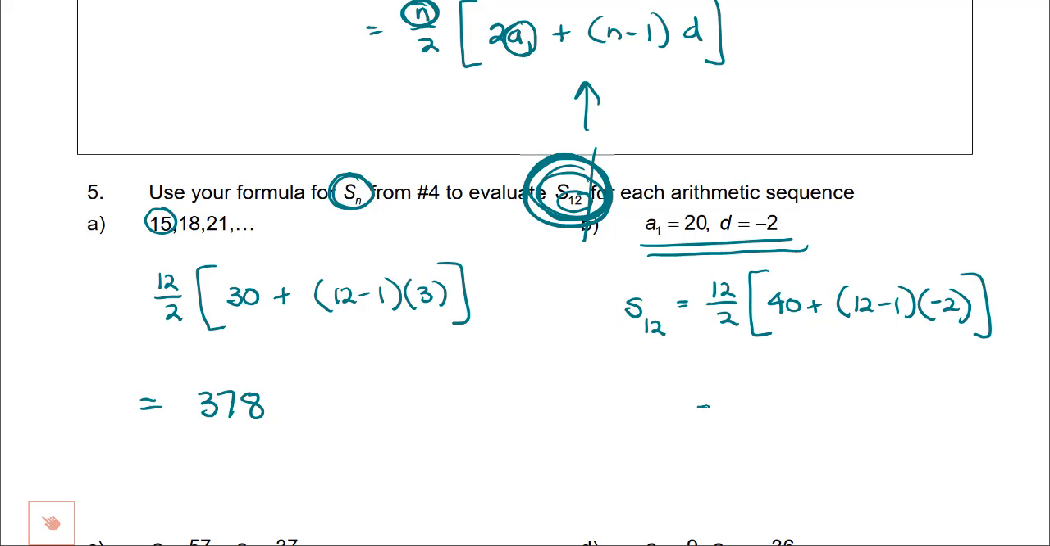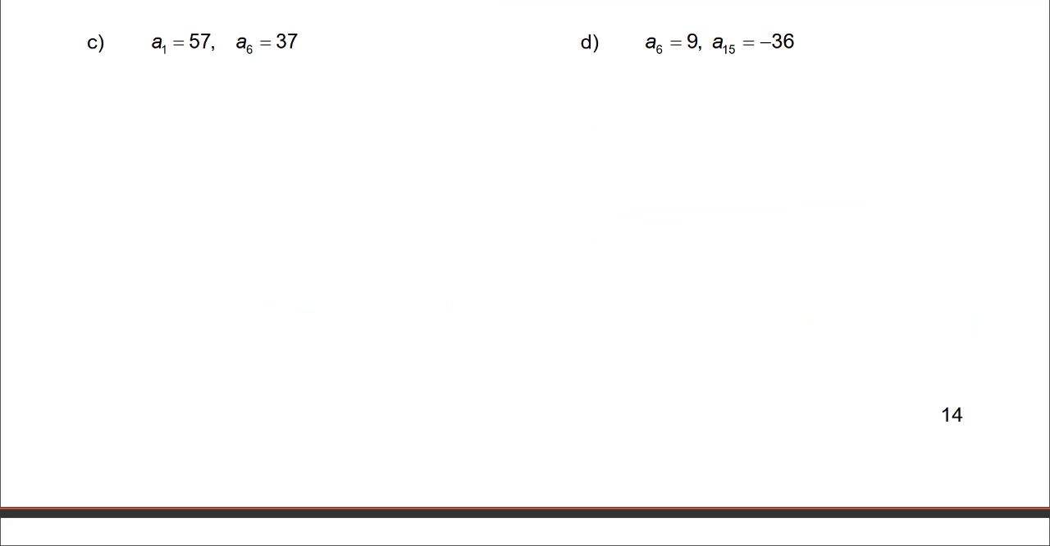And so you crank that out, and what answers did you get? 108. Anybody else? Yes? Right on? Okay. So just doing this one, it's that same thing we did before, right? Where we'll start with this: A sub 1 plus n minus 1 times d.